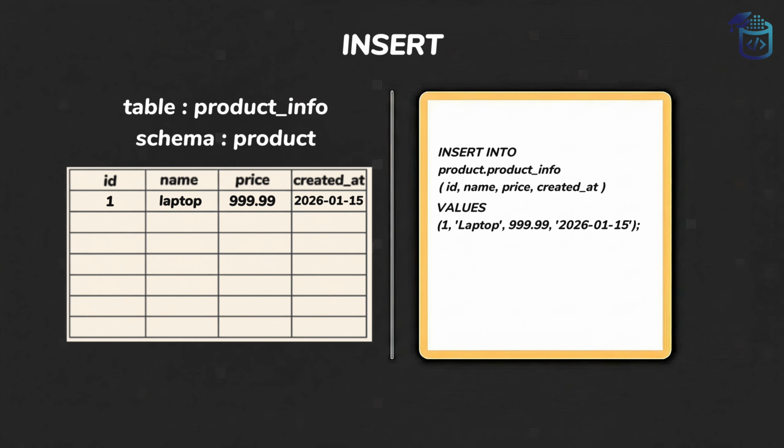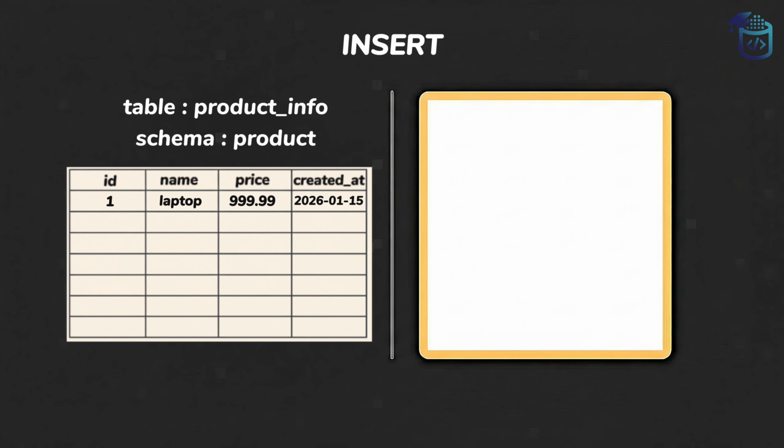This will insert a single product row into our table. Next, let's insert many rows at once. In this case, we want to add 3 products: ID 1, laptop at 999.99 on January 15, 2026. ID 2, phone at 499.50 on January 16, 2026. And ID 3, headphones at 199.99 on January 16, 2026.